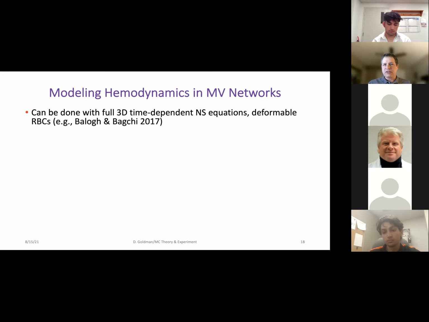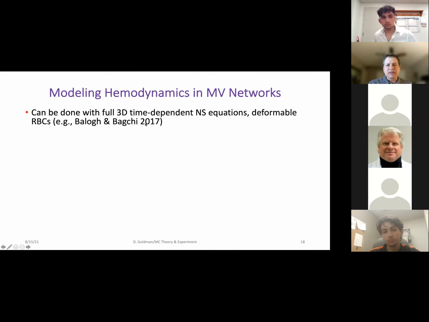So if there are no more questions on experimental methods, I'm going to talk a bit about modeling. I'm going to talk about basically two things to start: modeling hemodynamics and modeling oxygen transport. Both with the idea that we're looking at microvascular networks.